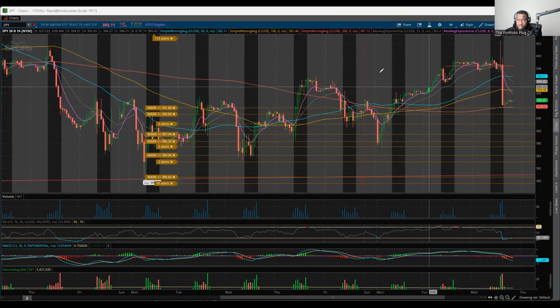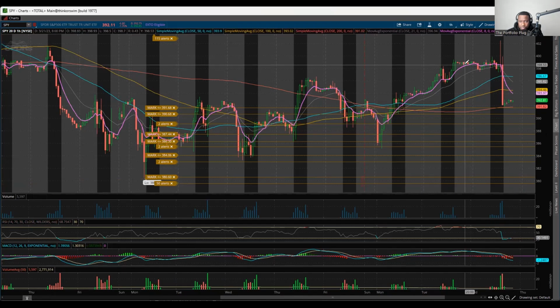All right, so let me clear this out. We got our overlays. Let's start with that, right? So right now we're looking at the moving averages. This right here, the purple line, is my 8 EMA. This is my 21 EMA. This is my 50-day moving average. This is my 100-day moving average, and this is my 200-day moving average, right?